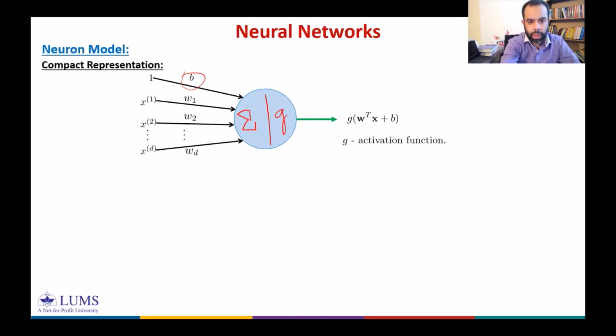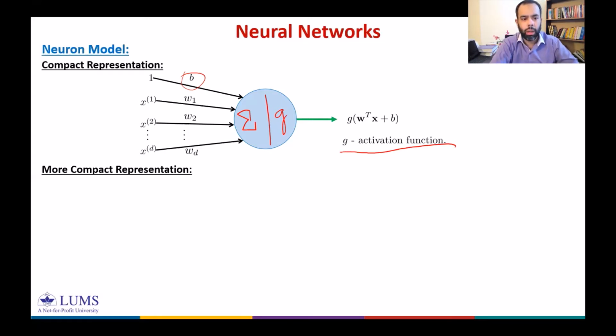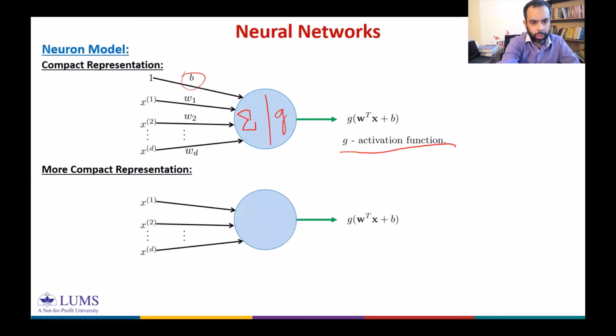And we will refer to this G as the activation function, right? We can have a more compact representation. If we don't show the weights here, we assume that the weights are inherently part of this block. So weight is a parameter. This neuron has two kinds of parameters: weights W1, W2, WD, so weight belongs to R^D, and then we have a bias term B, which is a scalar.